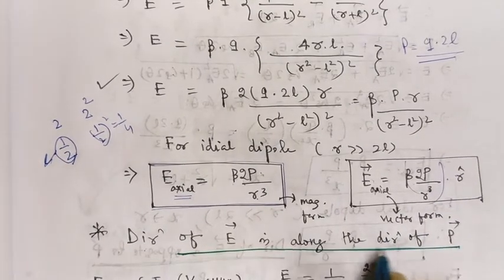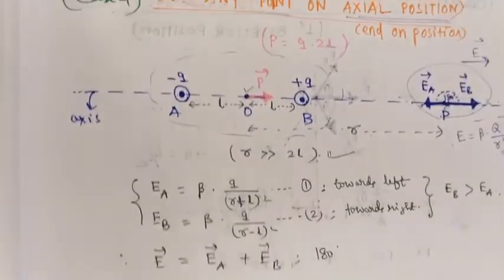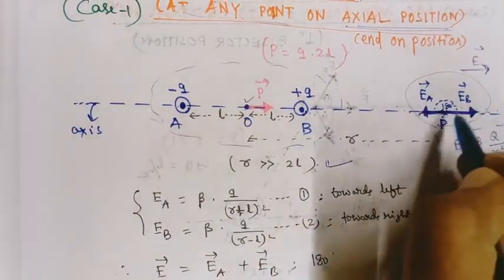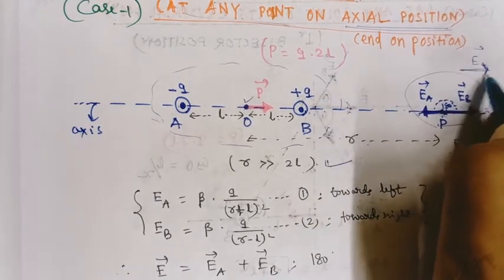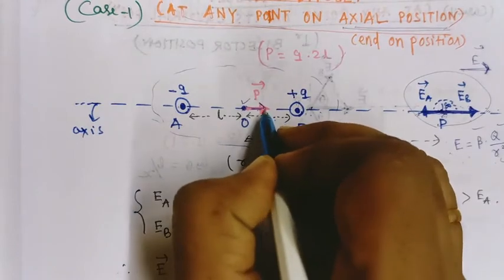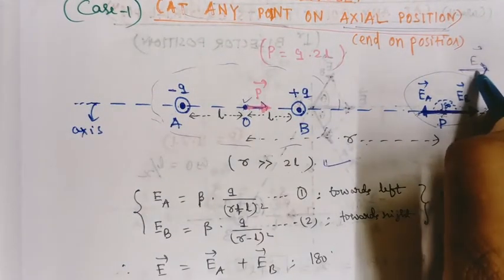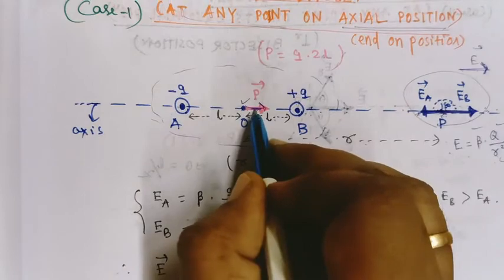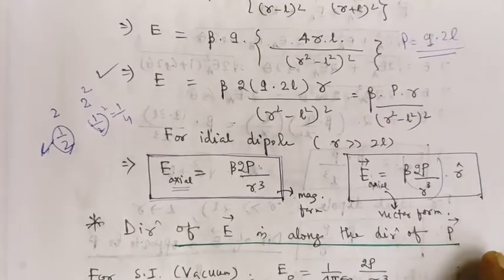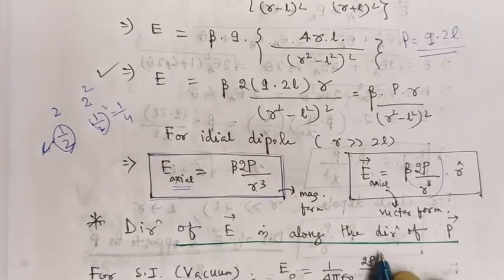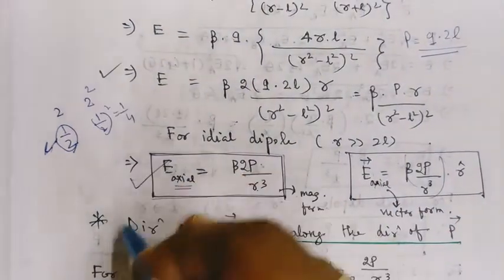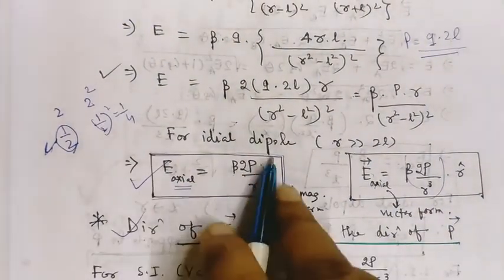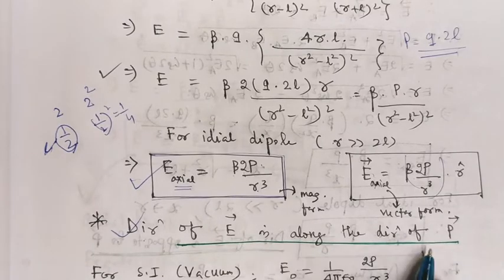The direction of the E vector is along the direction of P. Again I am repeating, how is it possible? Here the EB vector is greater than the EA vector, so the direction of the resultant vector will be towards the right. The dipole moment is also towards the right. So we can say that the direction of electric field intensity is along the direction of dipole moment. That's why it is written here. So after the derivation you have to remember these two lines: the formula beta 2P by r cubed, and the direction is along the direction of dipole moment.